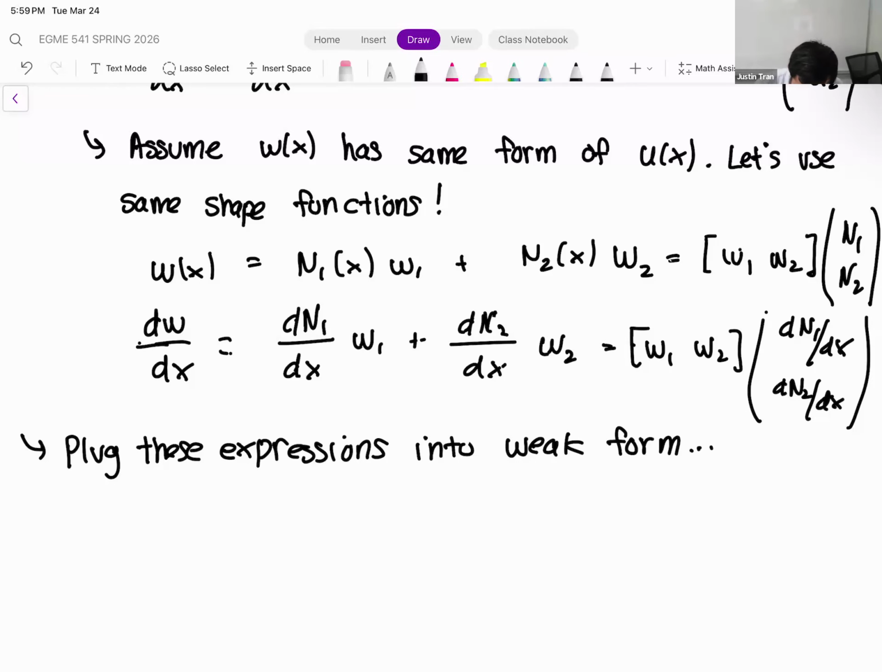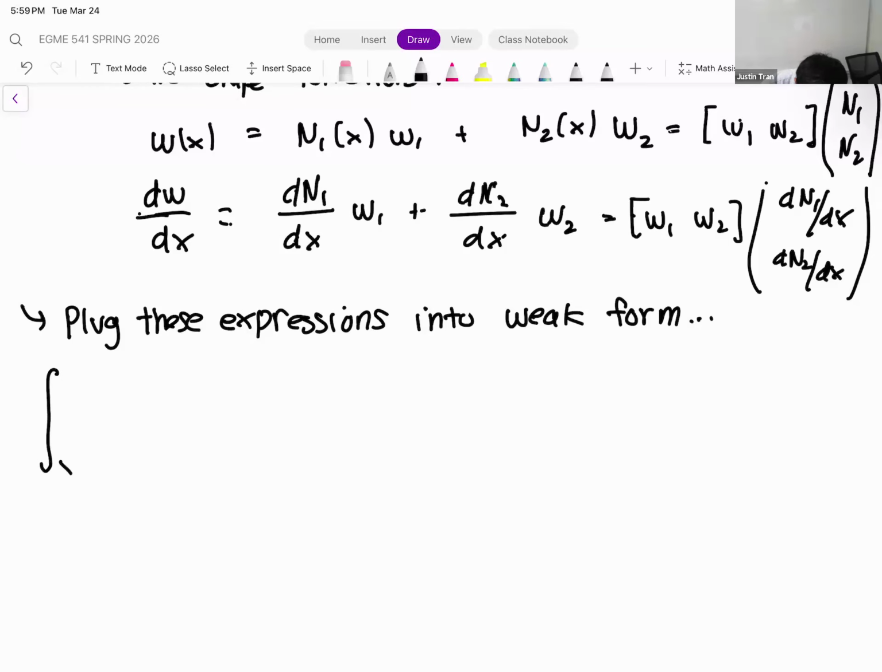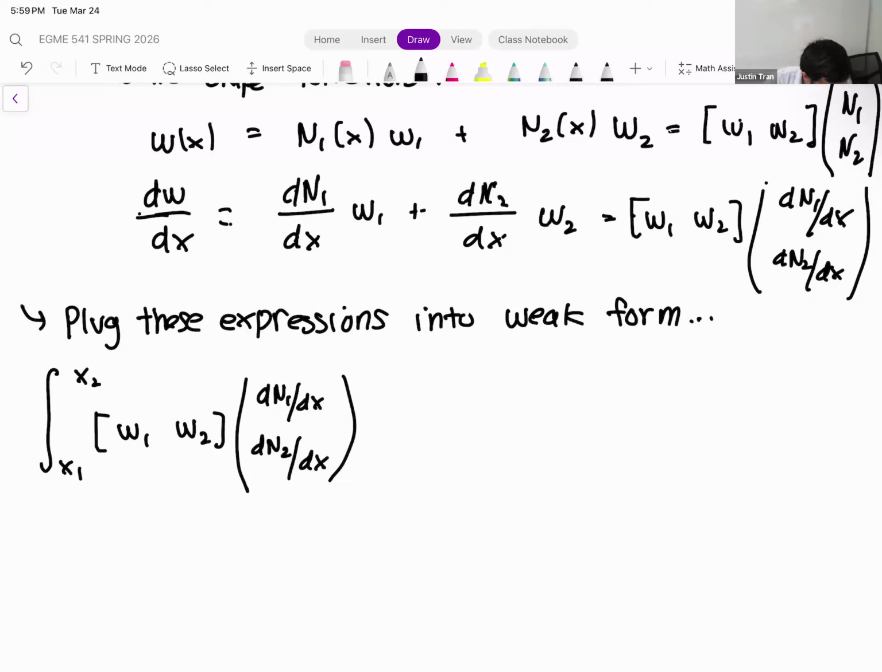All right, so we do all that, we plug it in. We get the integral from x1 to x2 of row vector w1, w2 multiplied by column vector dN1/dx, dN2/dx. We have E times A. Typically, E and A, the Young's modulus and the cross-sectional area, are constant, so usually we can factor them out. But this expression also accounts for the case where maybe we have a tapering rod, where our cross-sectional area differs. So we'll leave them in the integral, but just know that if they're constant, you can bring them up.